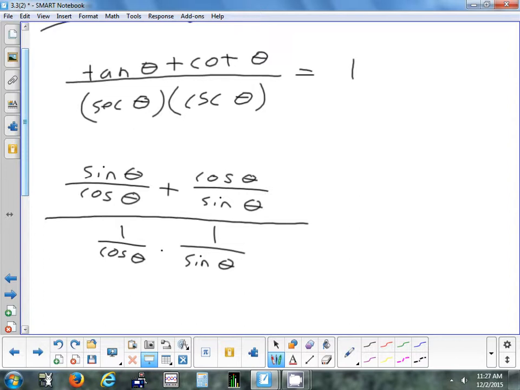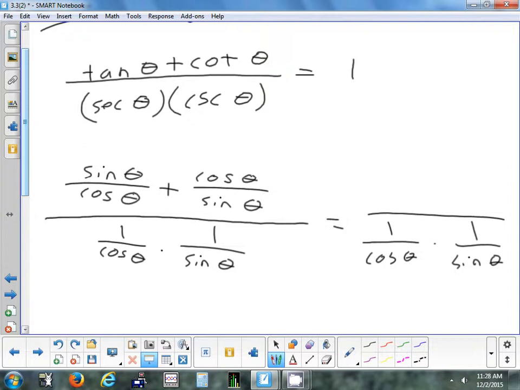Okay, I'm not sure even changing to sines and cosines was the best thing, but let's try it. Actually, you know what? I think that's going to be okay. What can I do in the top? The bottom we're going to leave the same for a while. We might end up just changing it back to secant, cosecant. But let's leave it as 1 over cosine times 1 over sine.